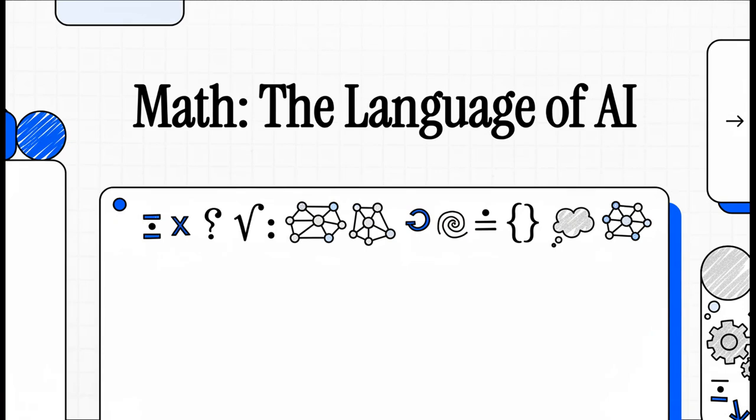Have you ever wondered what's really going on inside the mind of an AI? You know, it can feel like some kind of magic, but behind every single decision, every image it recognizes, there's a secret language at work. And that language isn't some futuristic code, it's math. So today, we're going to pull back the curtain and translate it.